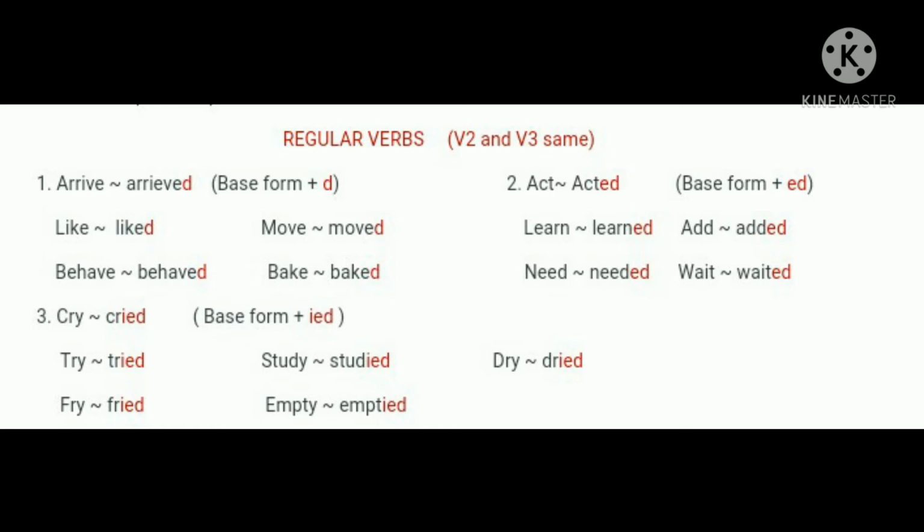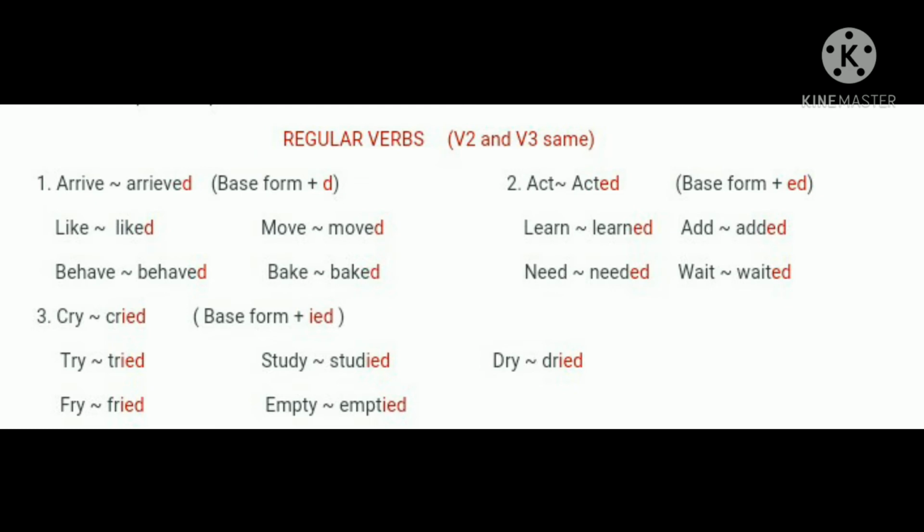Number 2, you can see verbs like act, learn, need, add, wait. With these verbs, we added ed and we made them past and past participle. For example, act, acted, acted, learn, learned, learned, need, needed, needed, add, added, added, wait, waited, waited. Then there are verbs where the last letter is Y. When there is a consonant before the Y in the last letter, the verb changes to IED in the past and past participle form.